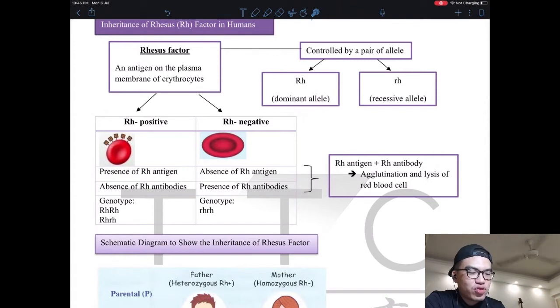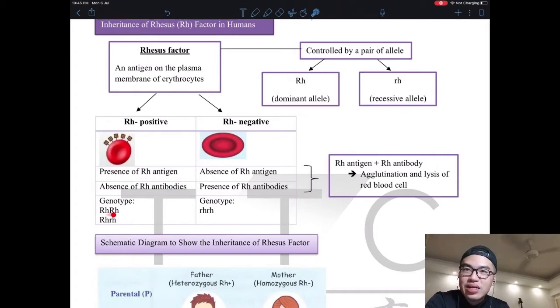It's controlled by the dominant allele, which is RH in capital letters, and then you have RH in small letters. If I'm rhesus positive, it means I have rhesus factor present, so I don't have rhesus antibody. I will not fight anyone. So I can be both dominant.